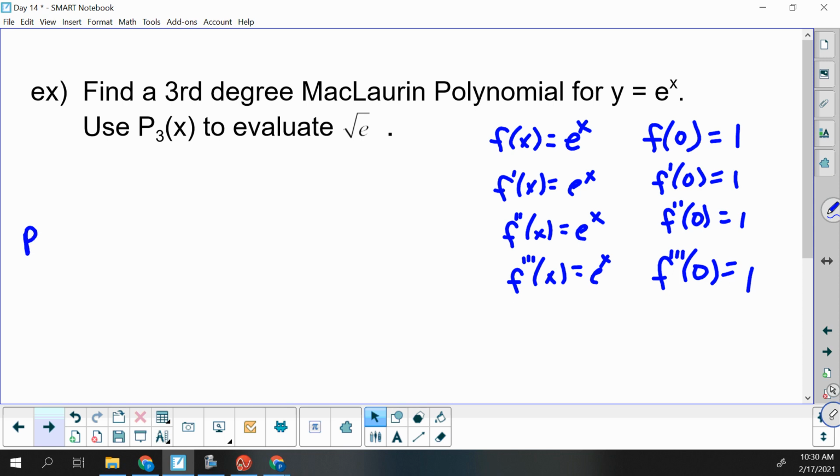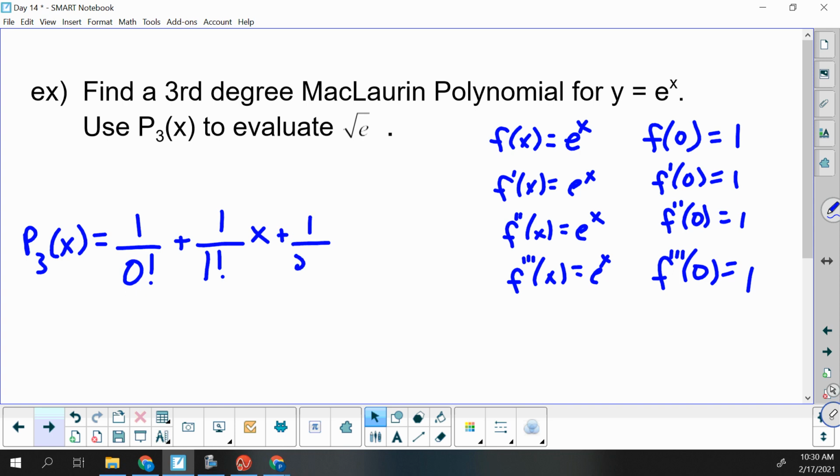So now for our third degree Taylor polynomial. We do our y value of the function at our center over 0 factorial. Then we'll do our value of our first derivative at the center over 1 factorial. And then it's x minus our center. So in this case, we have x minus 0, so we just have x. So then we'll do the value of our second derivative over 2 factorial, x minus our center squared, so in this case, Maclaurin, so we have x squared. And then we have our third derivative over 3 factorial, and then we'll have x cubed.